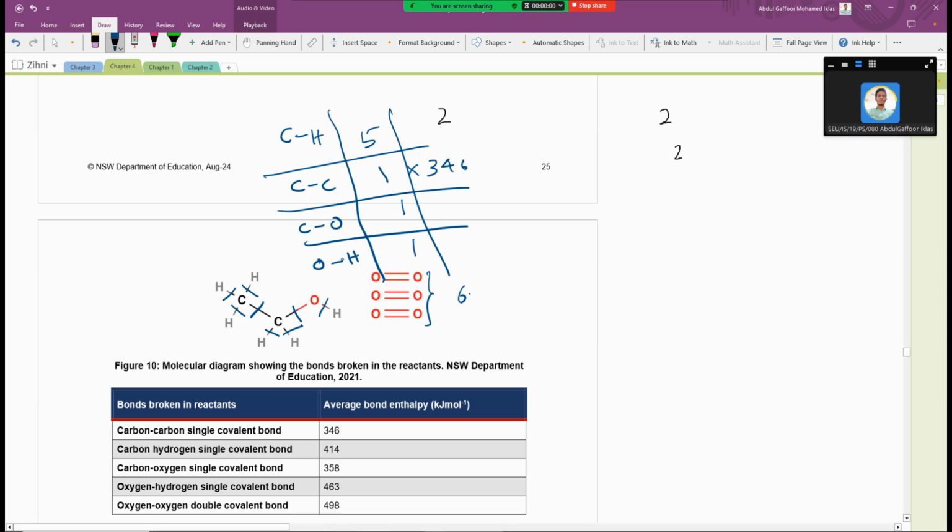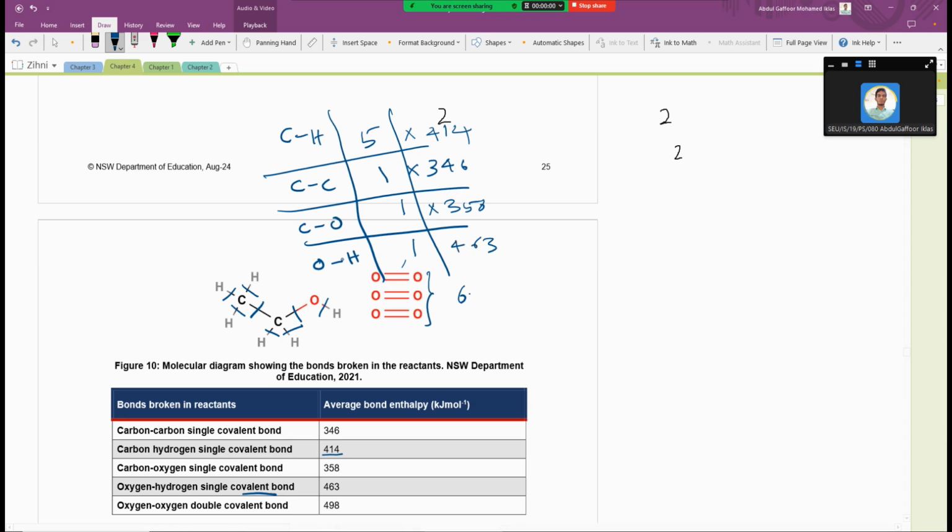346. Then again, how many carbon hydrogen single bonds? 414 times 5. Then carbon oxygen 358. Then oxygen hydrogen, this one, right? 463.